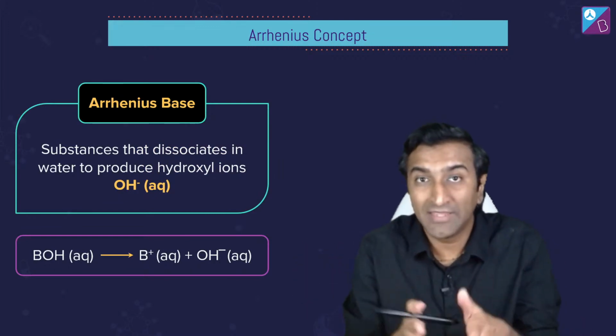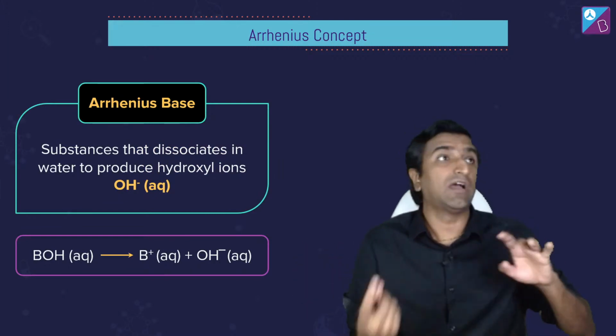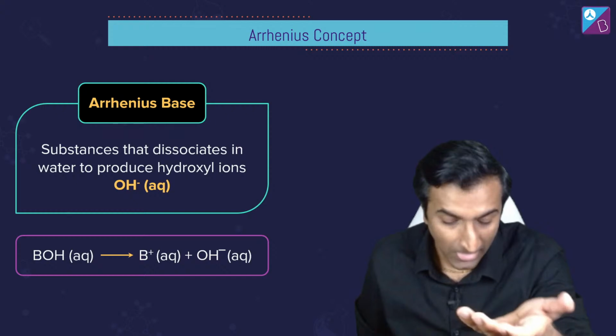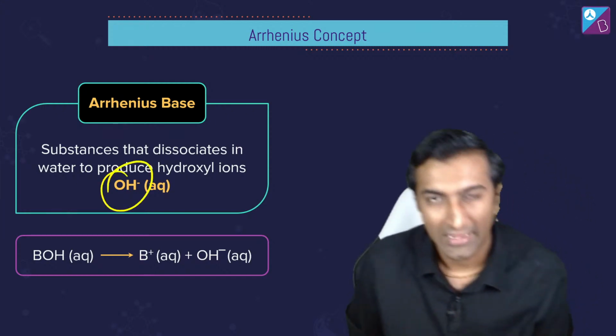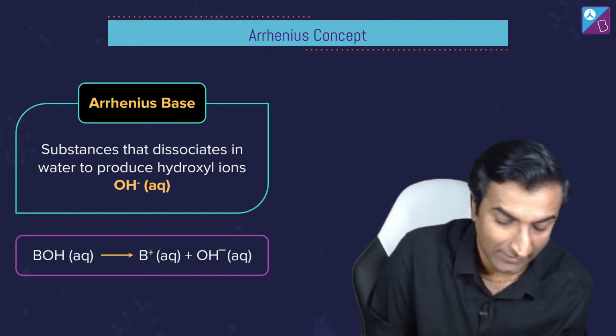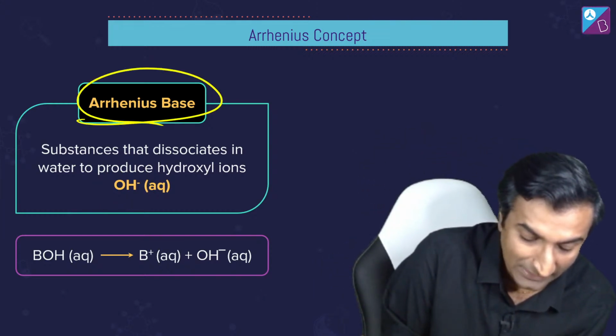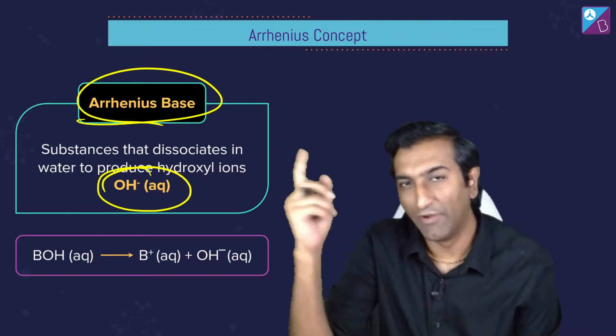What is an Arrhenius base? Something that accepts H+. Oh no, not H+. The Arrhenius base is OH-. I always get confused between these two. Let me try and see how I can remember this. Arrhenius base means something that furnishes OH-. The one with H+ is next.